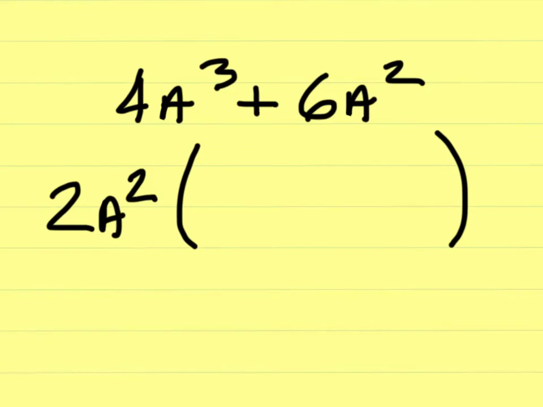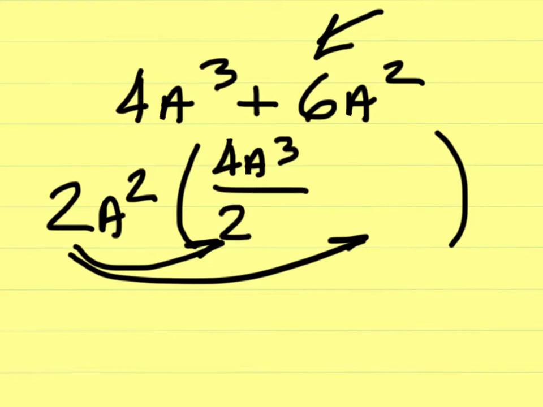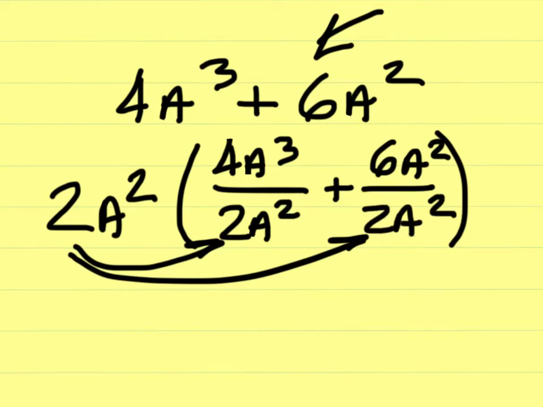Once you do that, you have to go back and divide to see essentially what you'll be multiplying 2a squared by to get back to what you had up here. So 4a to the third divided by 2a squared, and then 6a squared divided by 2a squared.